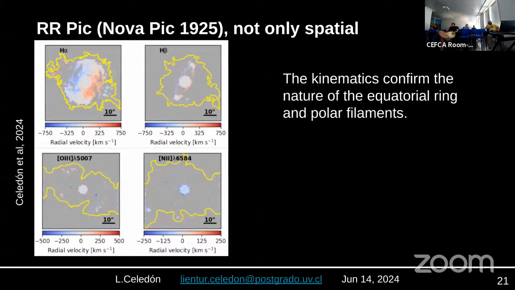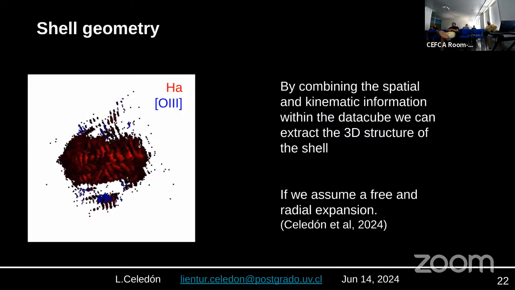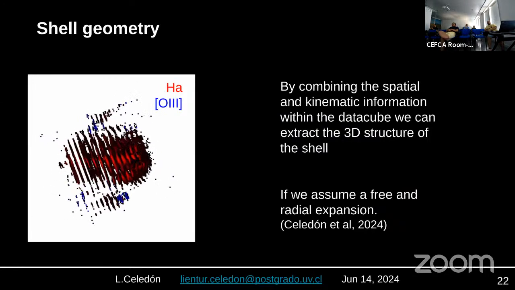Not only the image, but also the kinematics of the shell can be observed. This shows the velocity of the shell. So basically, we have confirmed the ring nature that was proposed from the image. We can also see the polar nature of the shell, so it's orthogonal: we have a ring and we have orthogonal material. Combining this kinematic information with the spatial information we obtained, we can reconstruct the three-dimensional view of the shell.